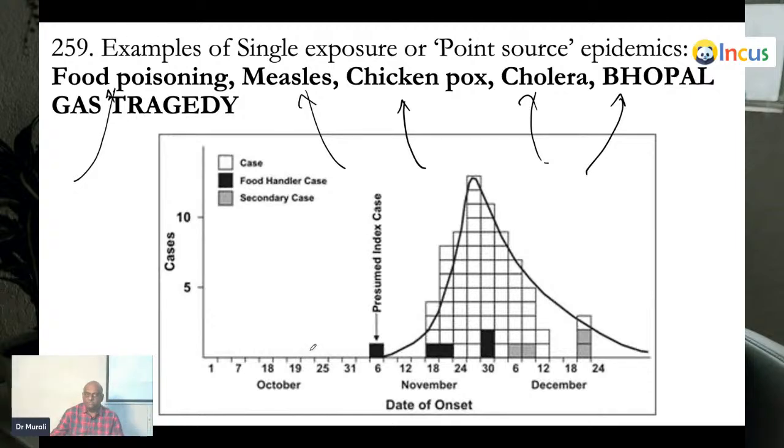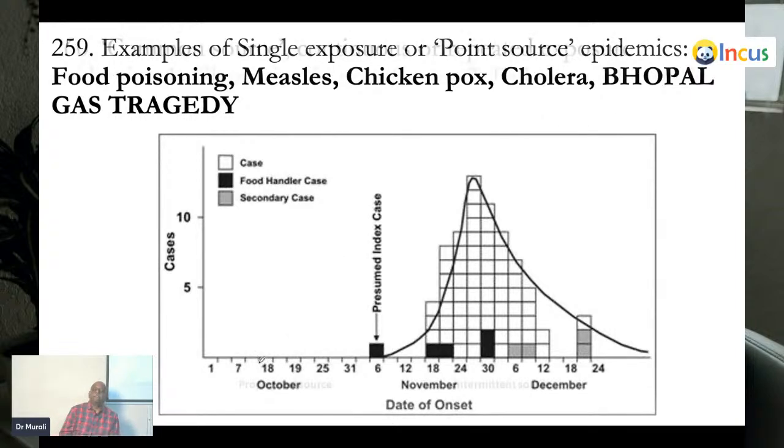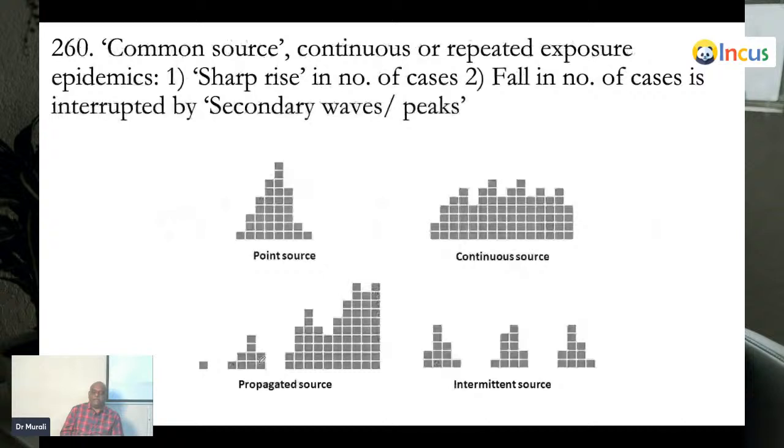Food poisoning. Suddenly, pizza is infected and the entire hostel boys are eating that pizza. The entire hostel, north block or south block, got infected. Right? That is a point source epidemic. Common source epidemic. It is because of continuous or repeated exposure. So that is basically common source.